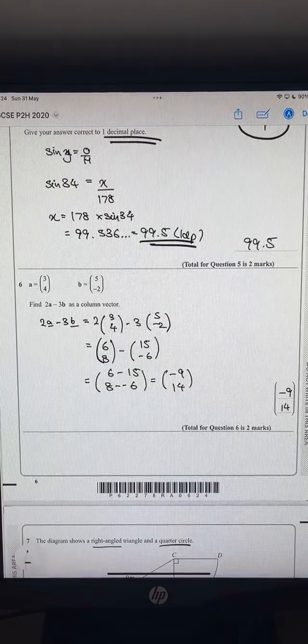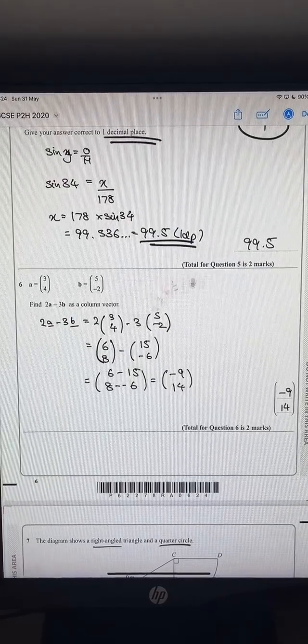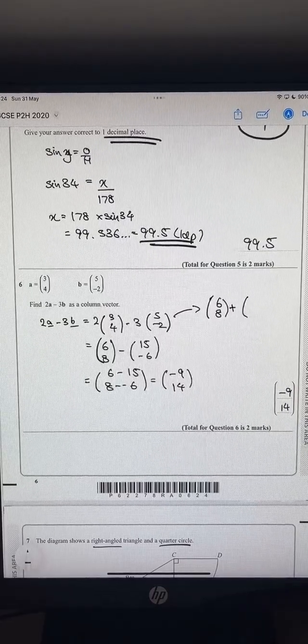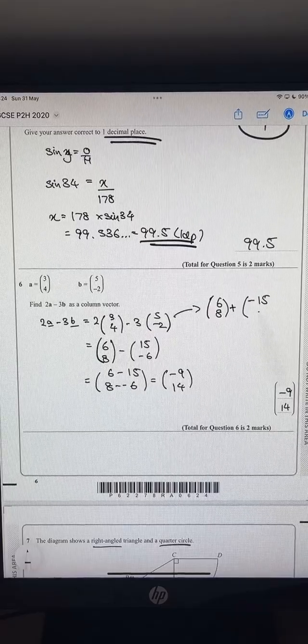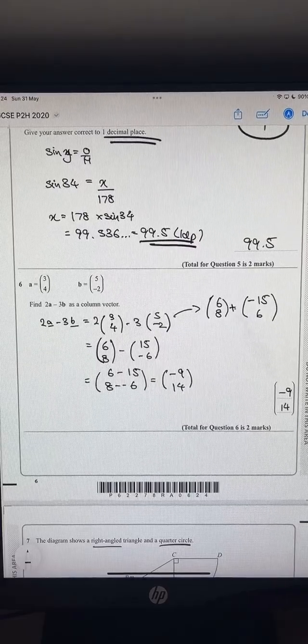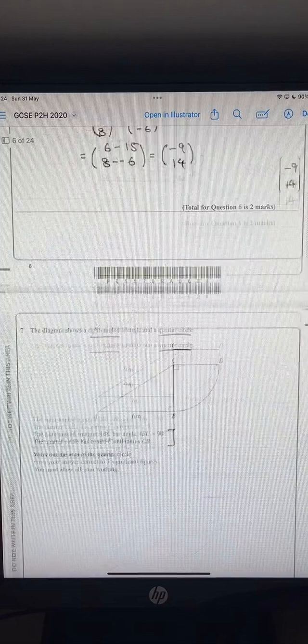So okay, quickly just going back here. If I multiply by negative 3, the 6 and the 8 stay the same, and this would be a plus negative 15 and 6. Because then I still get 6 plus negative 15 and then 8 plus 6. So this would become a plus because I've multiplied that out. I've gotten rid of that. And yes, Sarah, this is a higher paper.